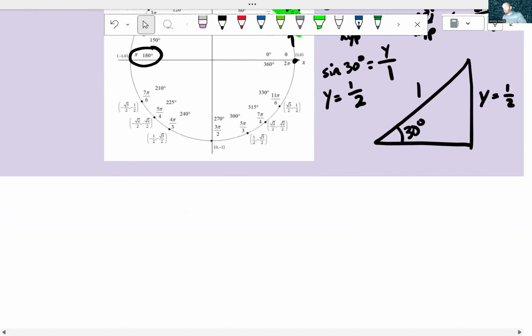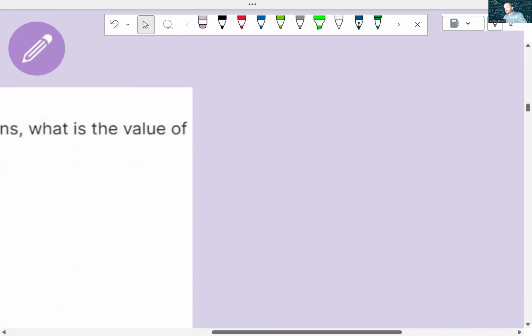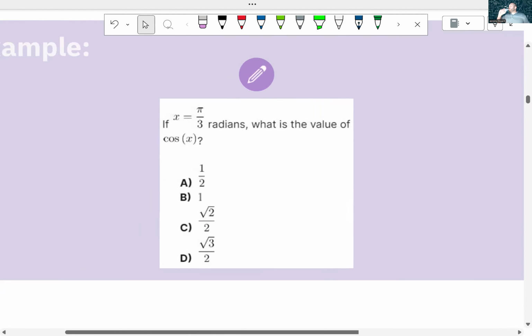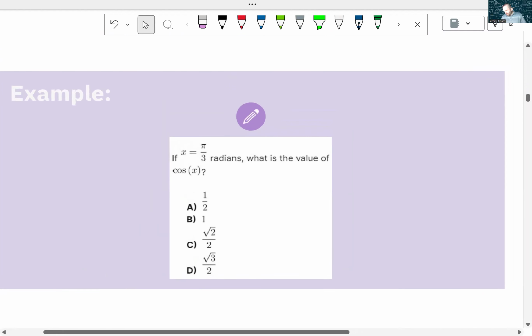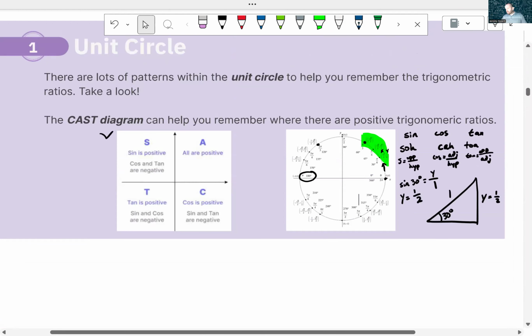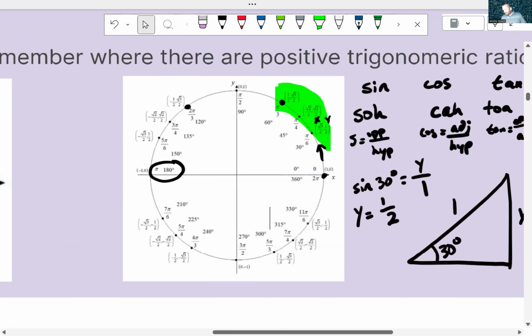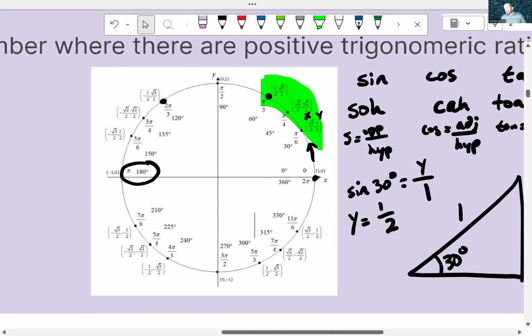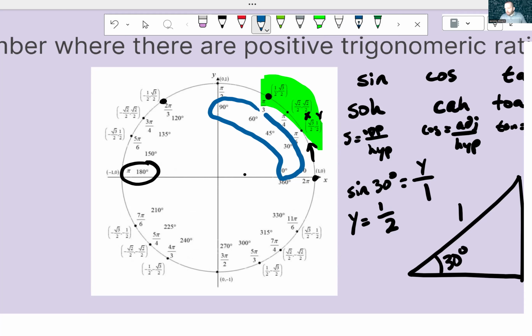So let's look at this next problem. It looks like it tells us the radians in this next problem. It says if x is pi over 3 radians, what's the value of cosine x? So let's see if we can actually find pi over 3 radians on the unit circle. You don't get the unit circle on your test. So pi over 3, I think it's more challenging to memorize these radians. I think it's a lot easier to memorize the degrees of how much it goes up by on the degrees.